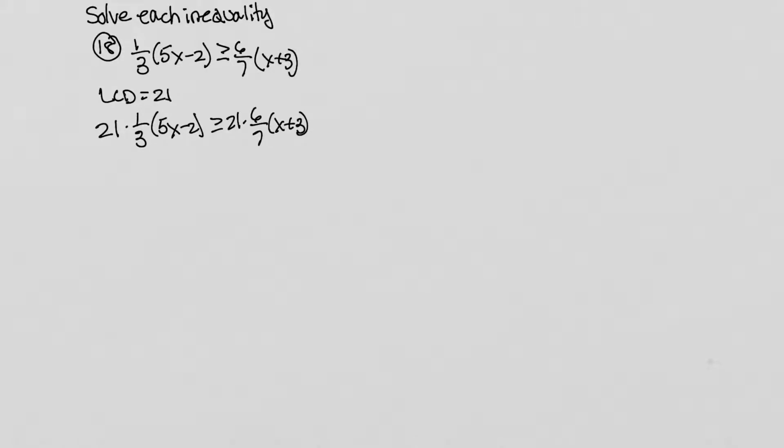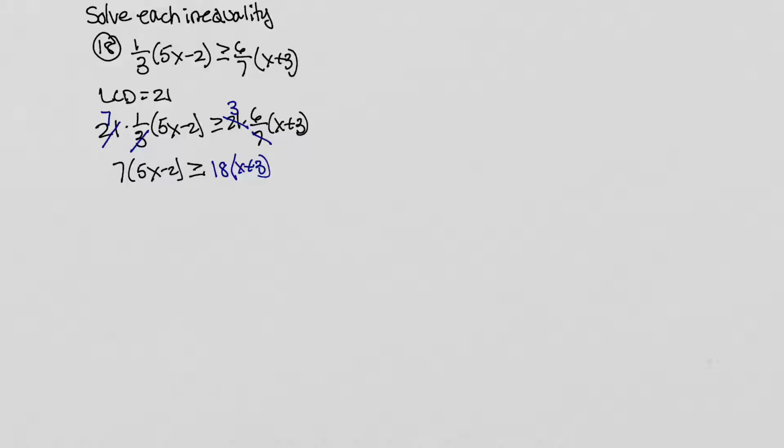And now what happens here is this 3 will divide into the 21 7 times, and I'm left with 7 times 1, which is just 7. So I'm left with now 7 times (5x minus 2) greater than or equal to, now over here, this 7 will go into 21 3 times, and I'm left with 3 times 6, which is 18. So I get 18 times (x plus 3).